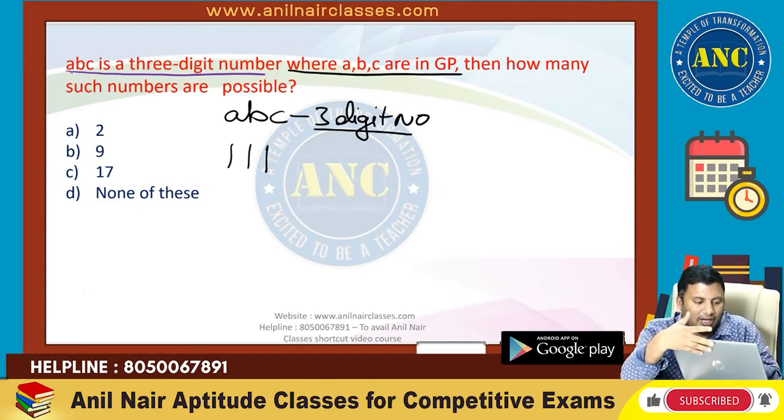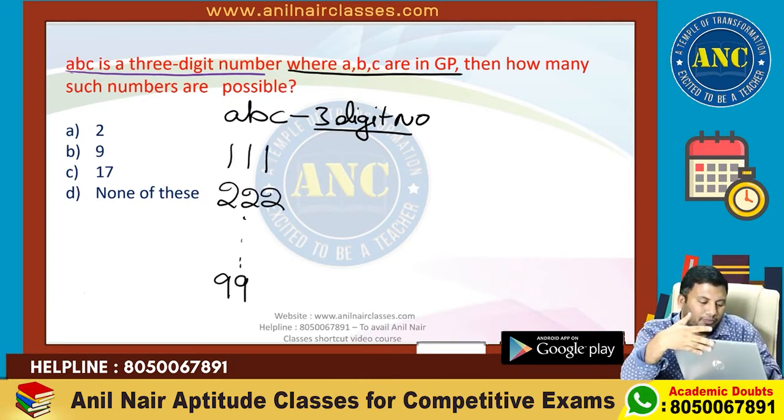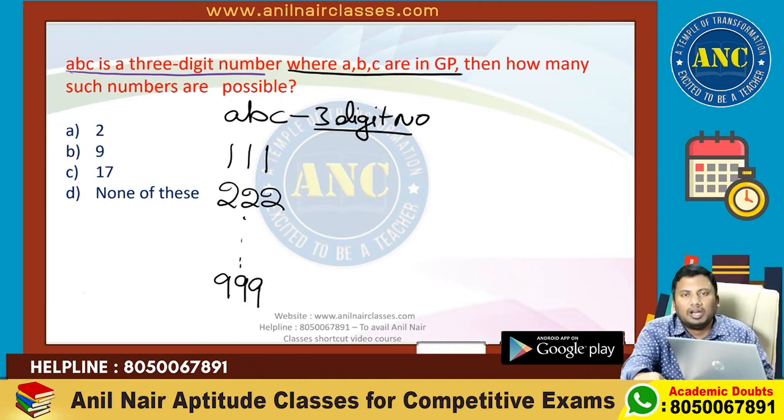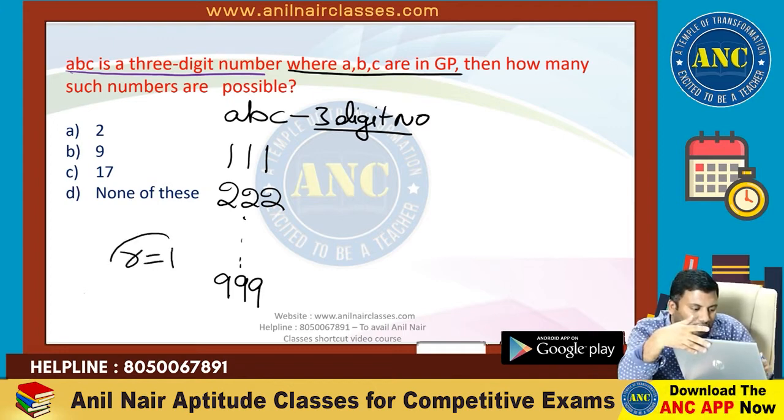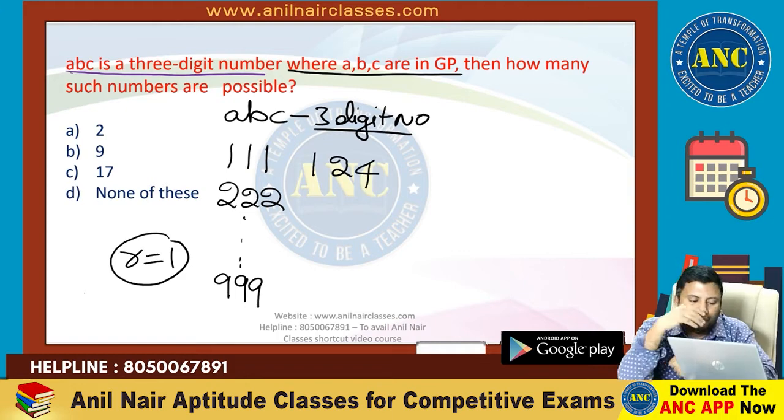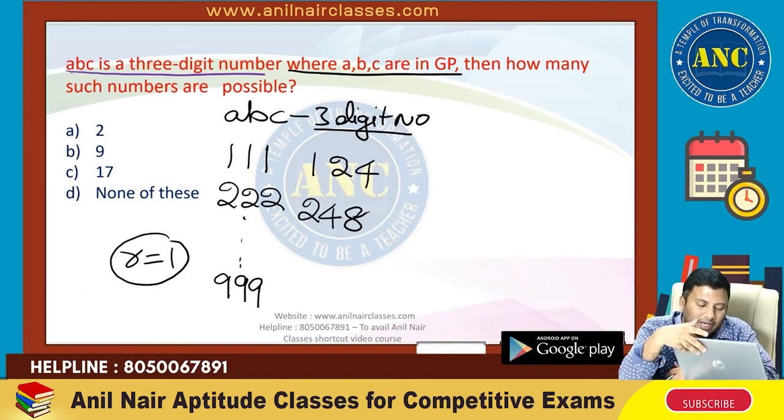If R value is 1, the numbers are 111, 222, and so on up to 999. Are you all with me? Next, when the common ratio is 2: 124, which is 248. 124 doubled is 248.